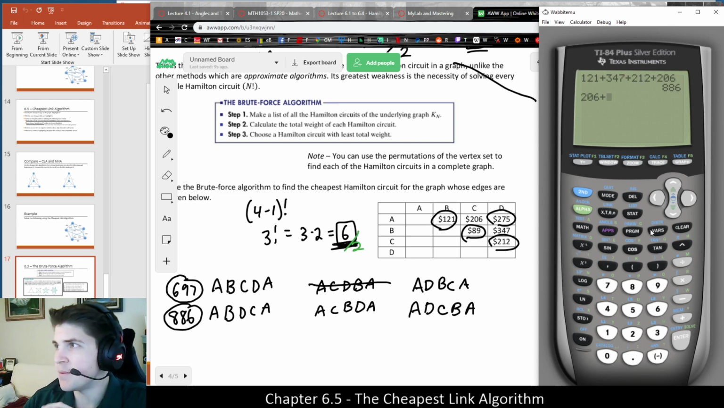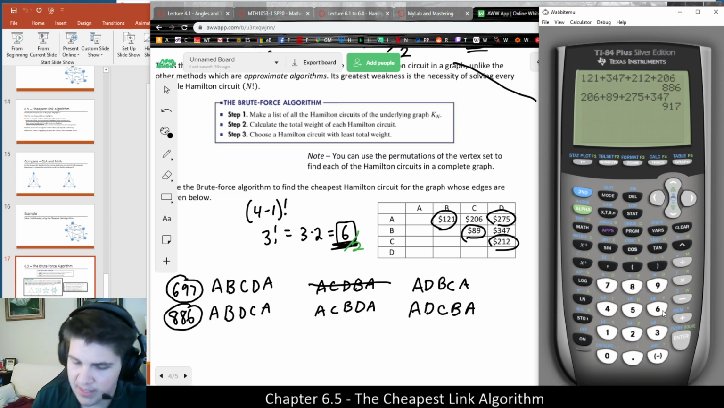So if we were to do A, C, B, D, A, this should be our last unique answer. And again, I'm all about working smarter rather than harder. So AC is 206, C to B is 89, B to D is, wait, I already did that. B to D is the one I missed, which is 347. That's not one we want, but there it is, 917.